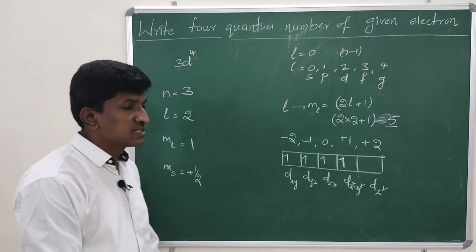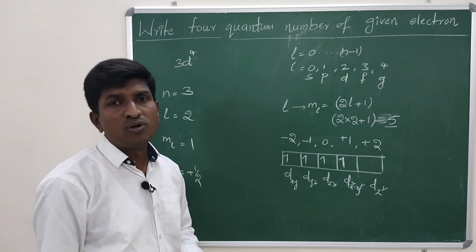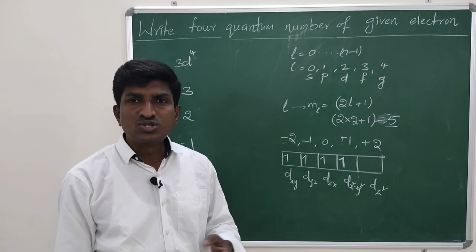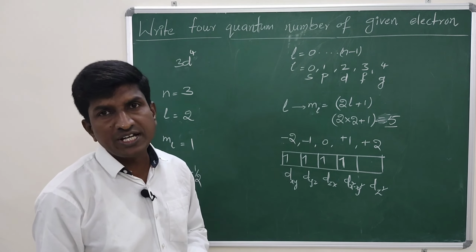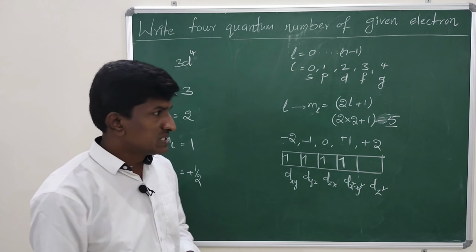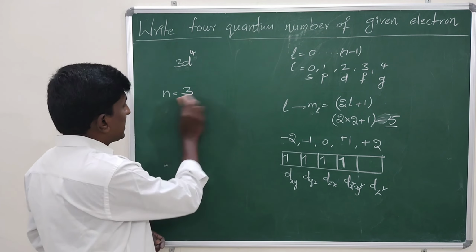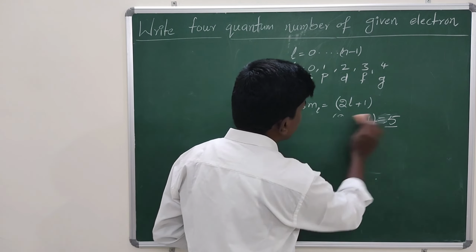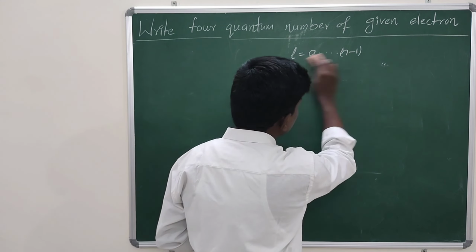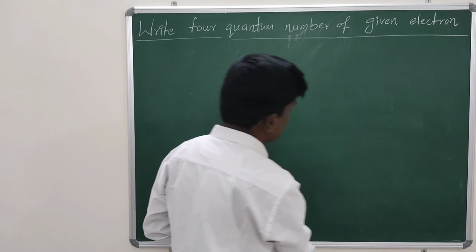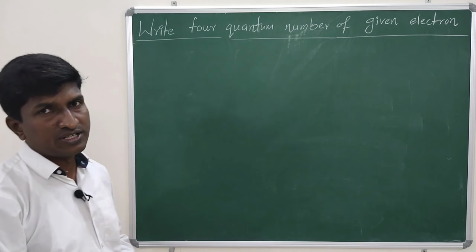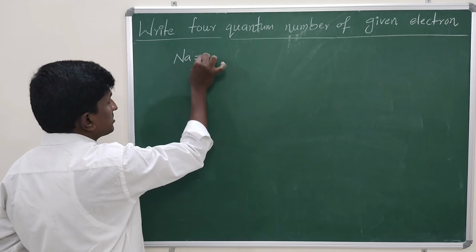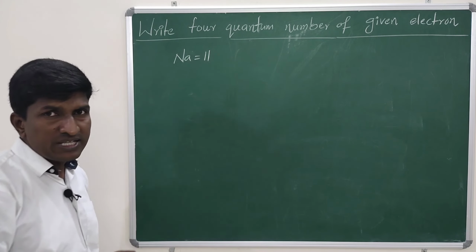And the question may be asked: write the 4 quantum numbers for the differentiating electron of the sodium atom. What is the differentiating electron? The electron which is present in the outermost orbit is said to be the differentiating electron, because this electron is the cause for the chemical reactivity of sodium. What is the atomic number of sodium? The atomic number of sodium is 11.